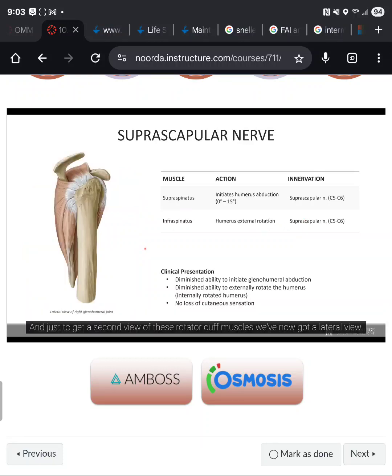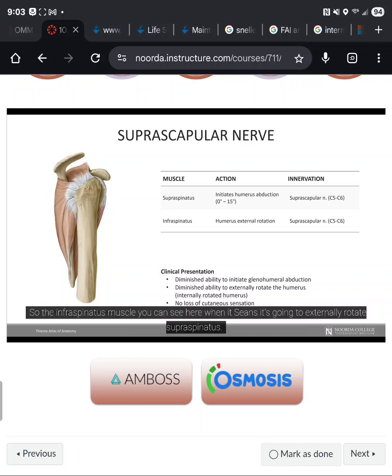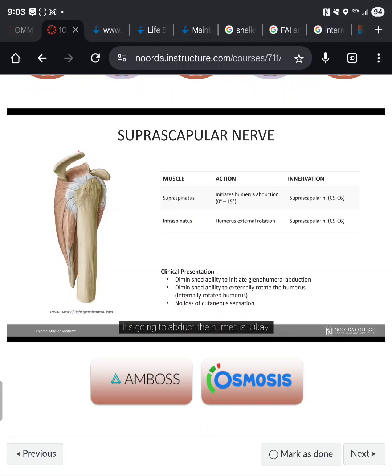And just to get a second view of these rotator cuff muscles, we've now got a lateral view. So we've got anterior here, because we can see the coracoid process. Posterior over here, we've got a little part of the spine and then the acromion. So the infraspinatus muscle, you can see here, when it shortens, it's going to externally rotate. Supraspinatus, it's going to abduct the humerus.